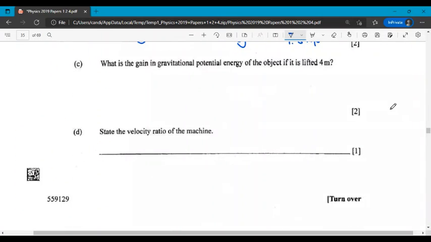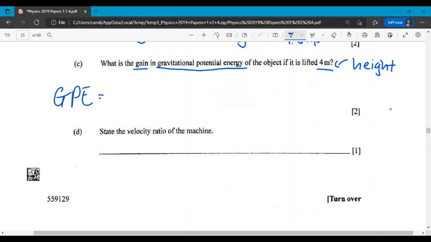What is the gain in gravitational potential energy of the object if it is lifted 4 meters? Gravitational potential energy, 4 meters, that's the height. What's the formula for gravitational potential energy? So the gain, from where it started on the ground, where it has 0 gravitational potential energy, to the height of 4 meters. So it went from 0 to, let's calculate.